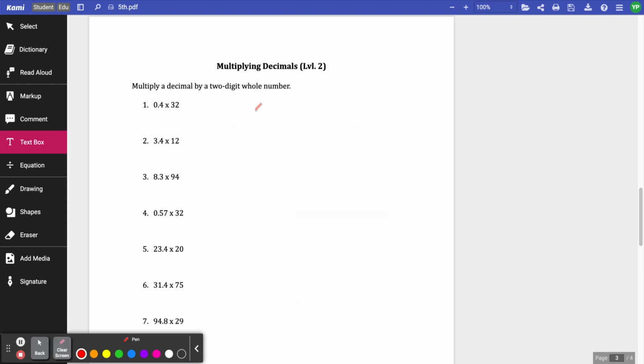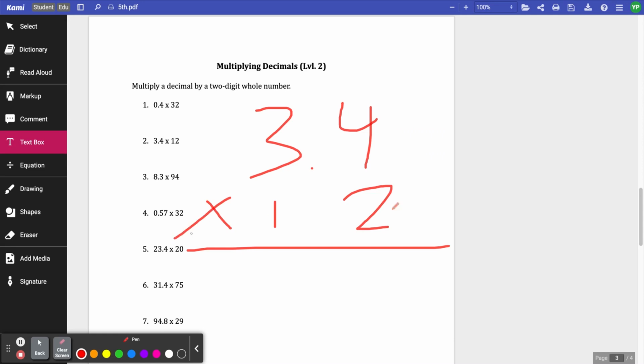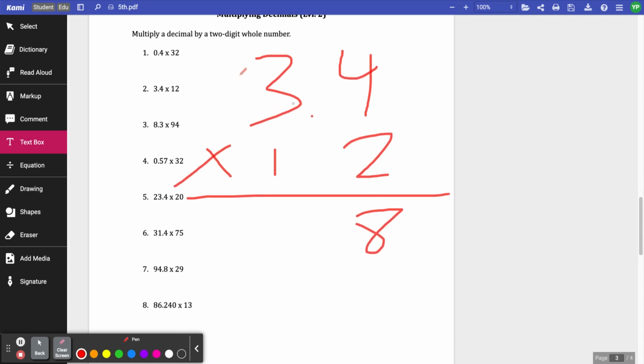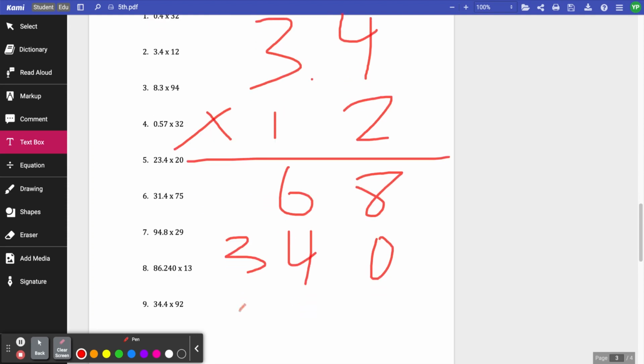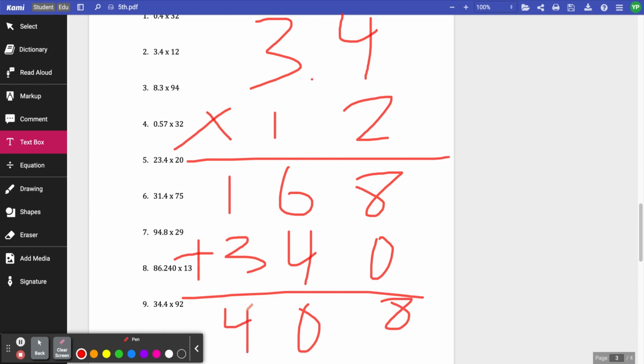Starting from number 2, it gets a little bit more challenging, but it's literally the same thing except it's by 2-digit whole numbers. So 4 times 2 is 8. 2 times 3 is 6, and then you move on to the next one. You put a 0 as a placeholder. 1 times 4 is 4, and 1 times 3 is 3. And when you add it, you get 408, but that's not it. You have to bring the decimal point down, so it becomes 40.8. So number 2 is 40.8.